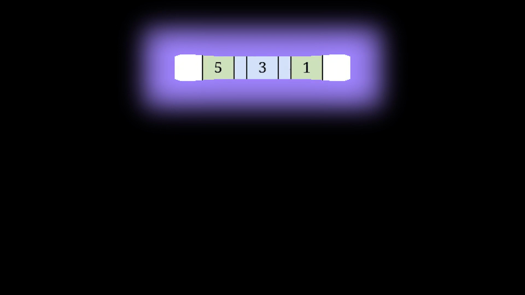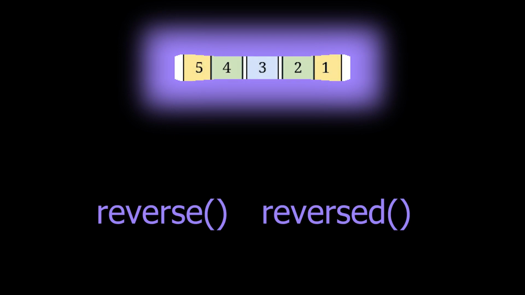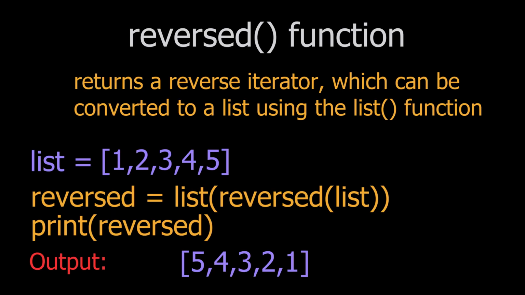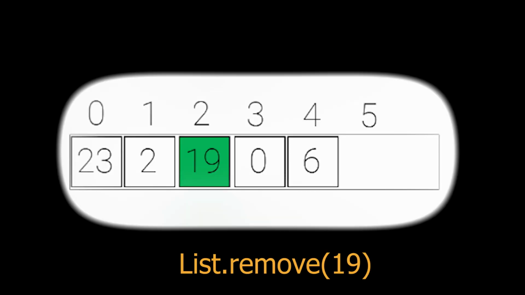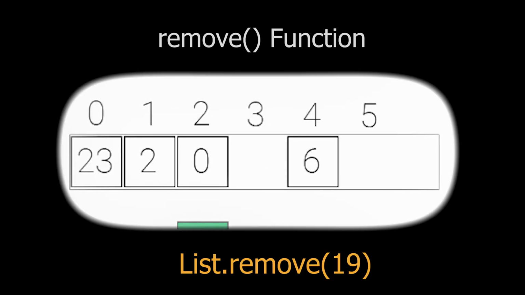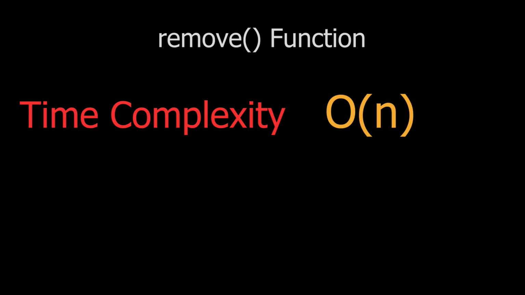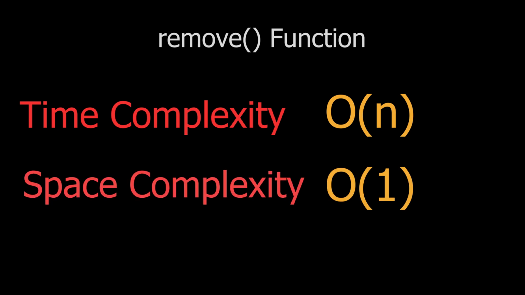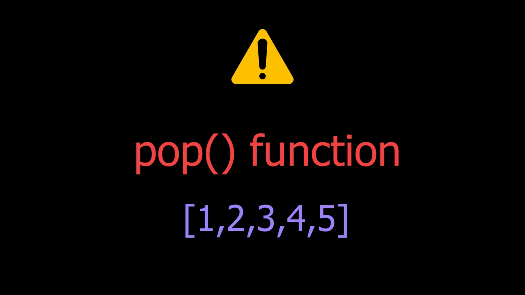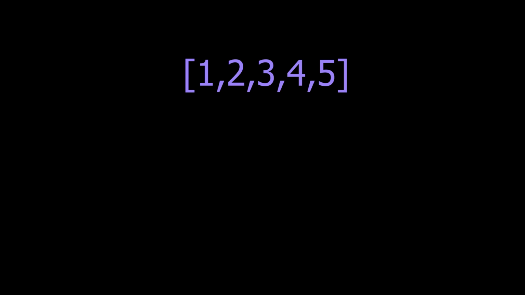We can reverse a list with the reverse and reversed functions. The reversed function returns a reverse iterator which can be converted to a list using the list function. You can remove an element from a list using the remove function. Its time complexity is O(n) and space complexity is O(1). We can also use the pop function to remove, but it removes the last element by default. And if you want to remove from a specific position, just pass the index of that element.